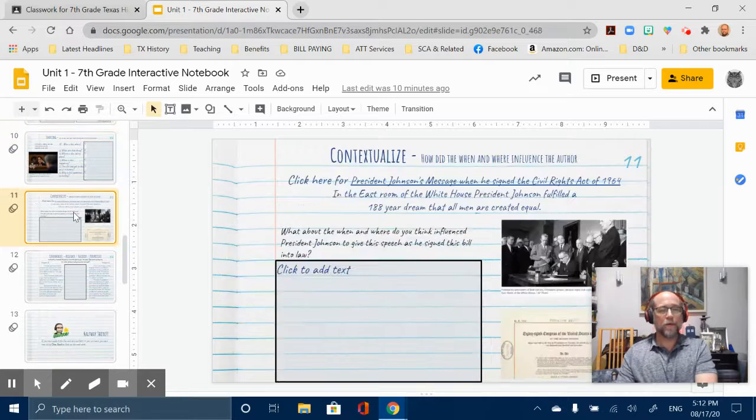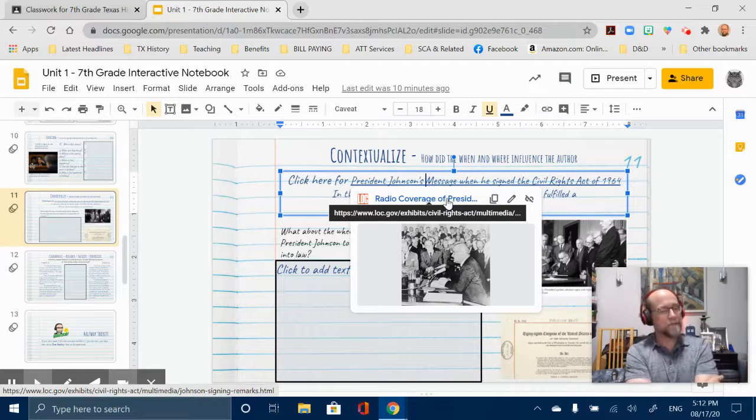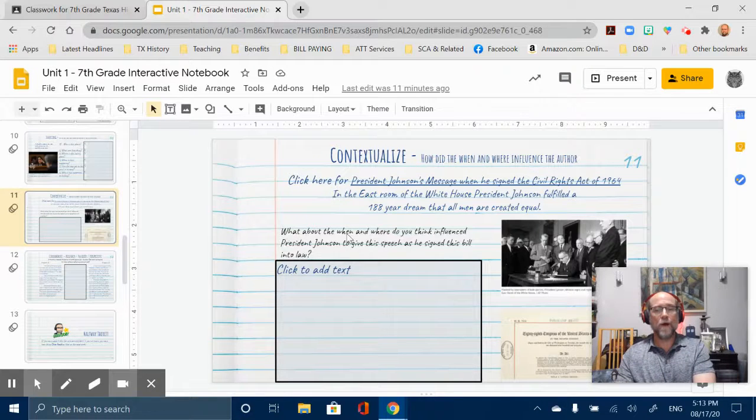The next thing we have is contextualization, or contextualizing things. How did the when and where influence the author? This is a link to a radio broadcast of a speech that President Johnson made when he signed the Civil Rights Act into law. It's interesting what he says, and I find it to be pretty fascinating. Once you listen to it, you'll be answering this question over here: what about the when and the where do you think influenced President Johnson to give this speech as he signed the bill into law? Sentence answers, people. Sentence answers.